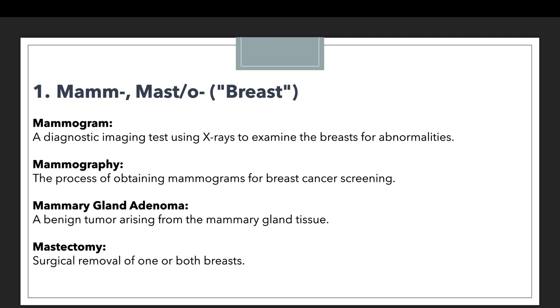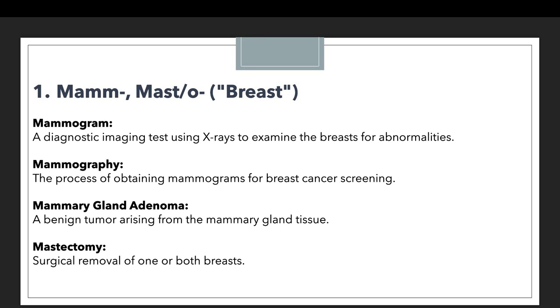Then in the second example we have mammography. Now what is mammography? It is a process for obtaining mammograms for breast cancer screening. So a mammography process is performed for obtaining the mammograms for breast cancer screening. This entire process is known as mammography, which begins with the prefix mammo.